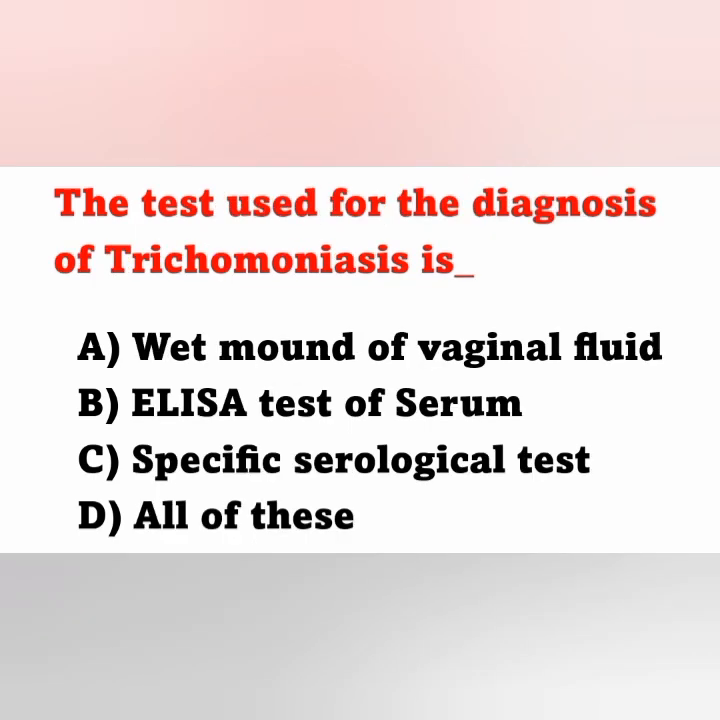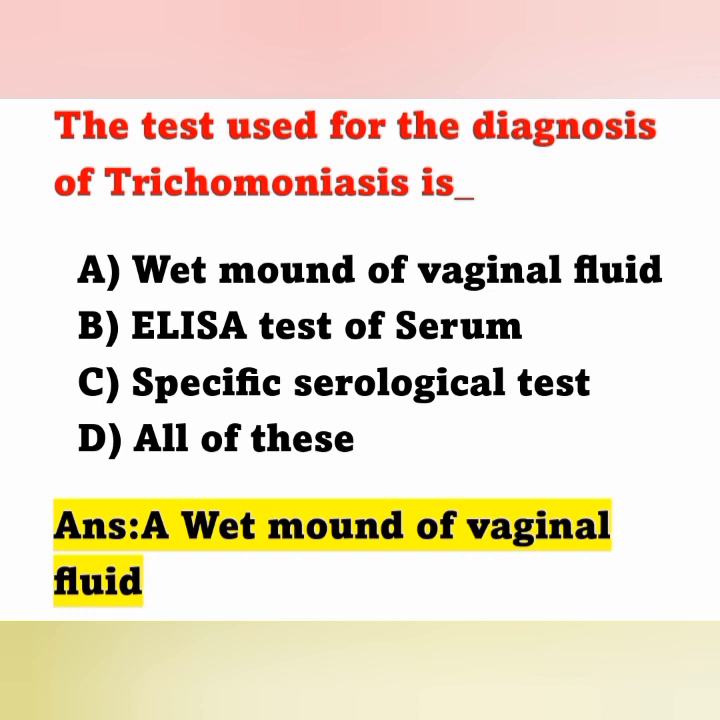And the next question: the test used for the diagnosis of trichomoniasis is what? Option A, wet mount of vaginal fluid. Option B, ELISA test of serum. Option C, specific serological test. And option D, all of these. Which is the diagnostic test for trichomoniasis? The correct answer is option A, wet mount of vaginal fluid.